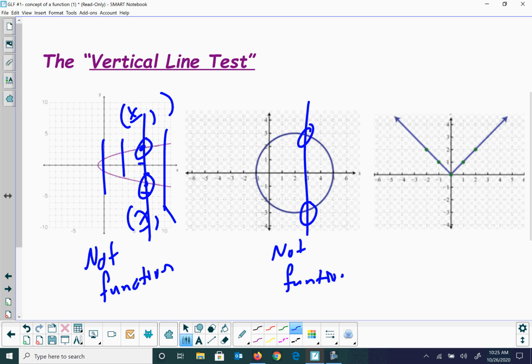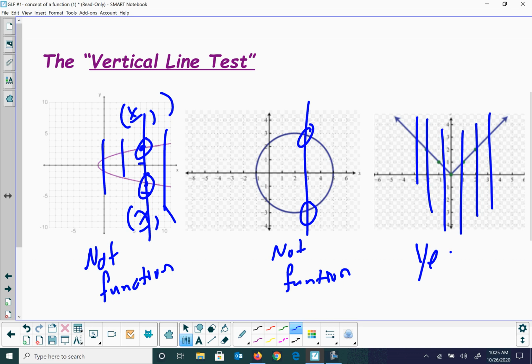But this next one is, because even though it's a V, if I draw the vertical line, it's only going to cross the graph one time. So yes, function.